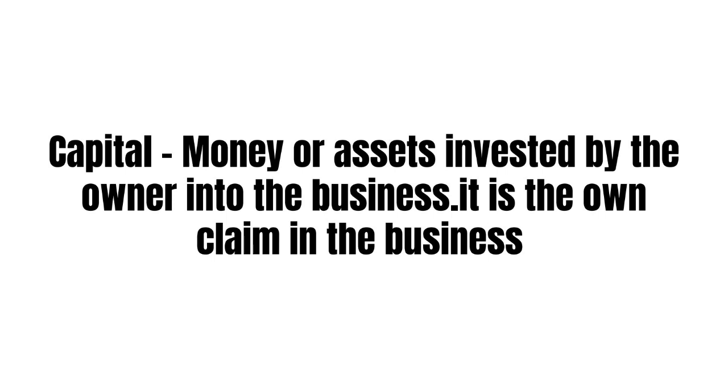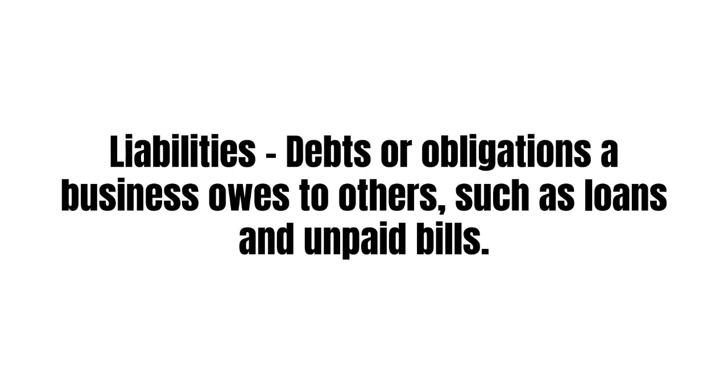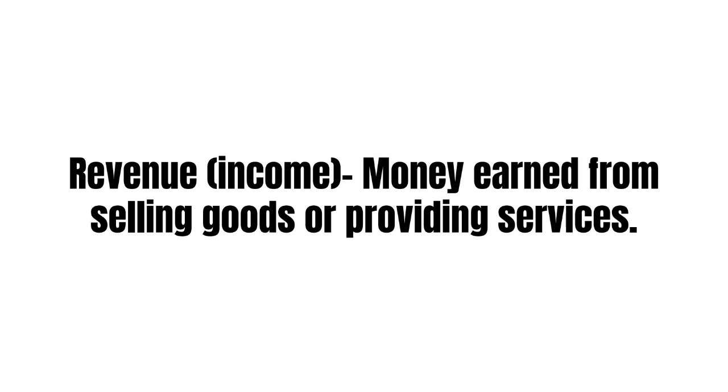The next thing we'll be looking at is liabilities. Liabilities are debts or obligations a business owes to others, such as loans and unpaid bills. Any money or goods or services a business organization owes to maybe its customer or to other businesses is being referred to as liability. If you take any goods on credit, it is being referred to as a liability for your business.